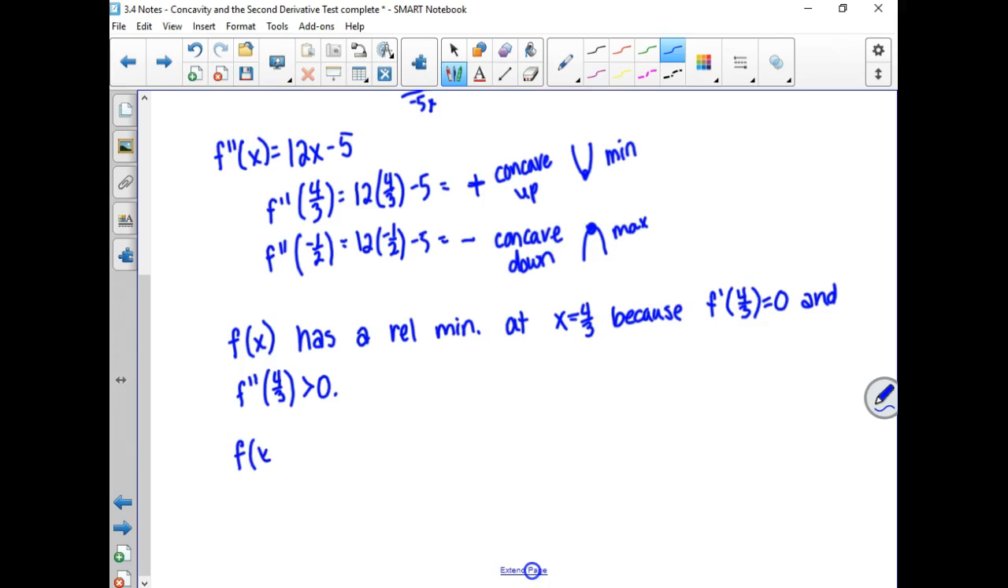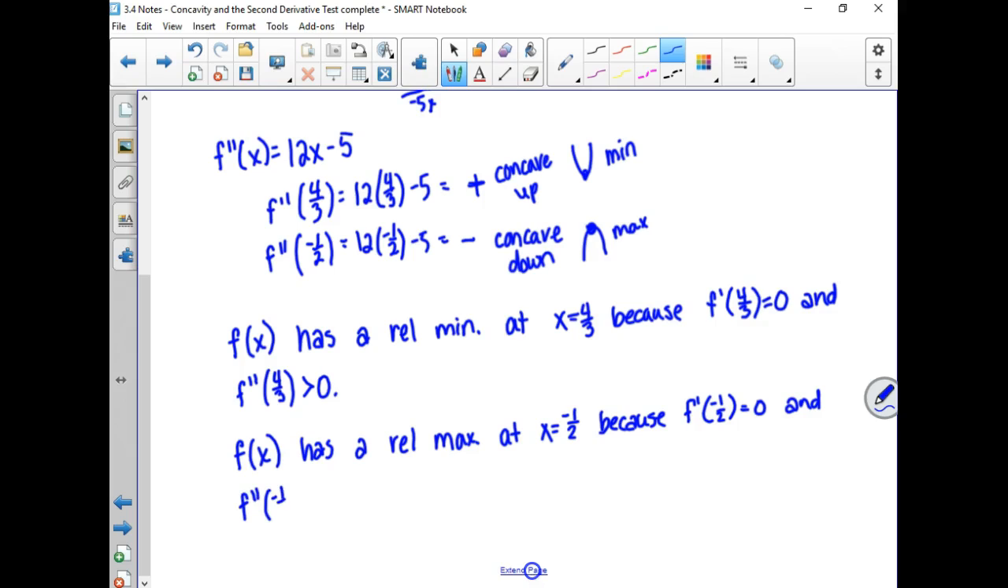And then f of x has a relative maximum at x equals -1/2 because f prime of -1/2 equals 0 and f double prime of -1/2 is less than 0.